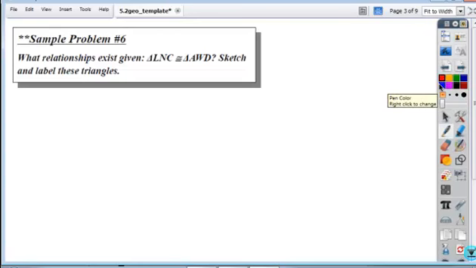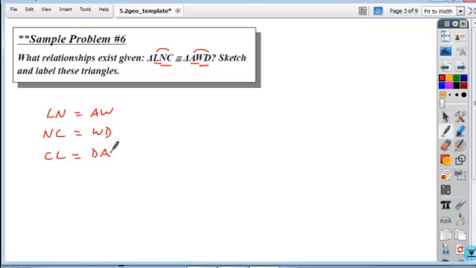All right, if we take a look at this sample problem, we could just base it solely on the congruent statement. So we could just make the statement that side LN, or distance LN, has to equal the corresponding distance, AW. Distance NC has to equal its corresponding distance, WD. And then CL has to equal its corresponding distance, DA.